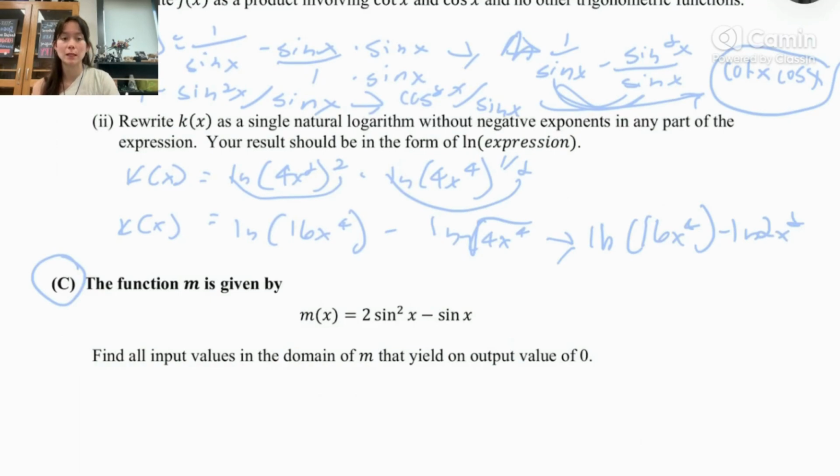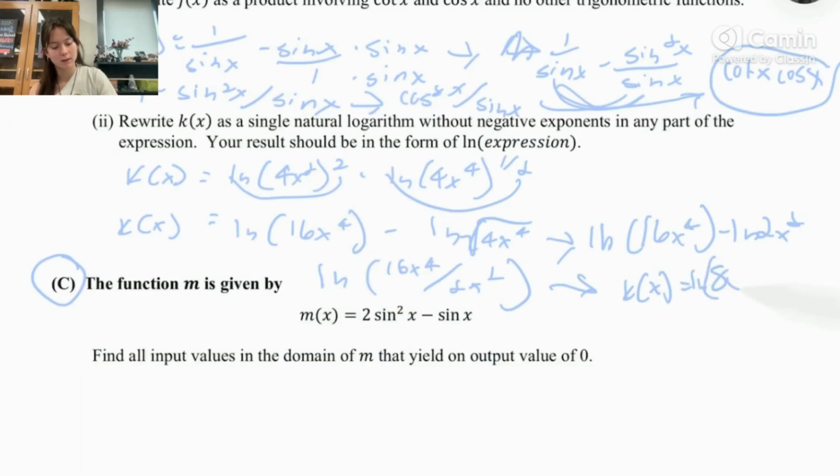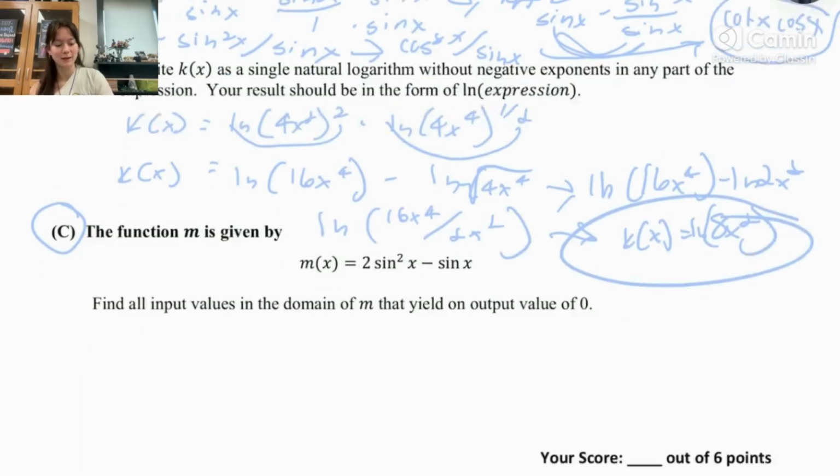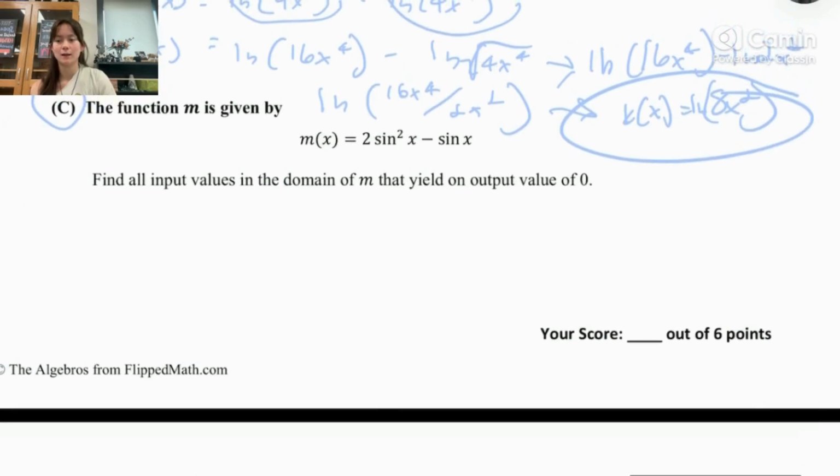And when they're subtracting like this, you can just make them divided. Same process as we did in question 1. So it would be ln 16x to the 4th over 2x squared. And that'll get you, when simplified, k of x equals ln 8x squared. There you go. Okay, part C. A lot of figuring stuff out again. Simplification.